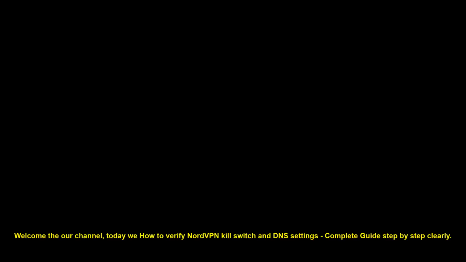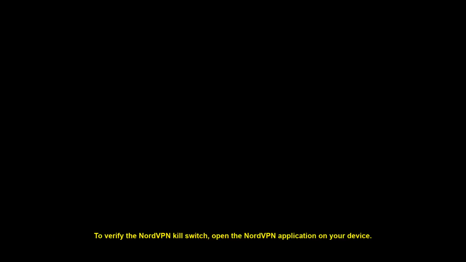To verify the NordVPN kill switch, open the NordVPN application on your device. Log into your account using your credentials. Navigate to the settings menu, usually found in the left sidebar. Select the Advanced tab to access the kill switch settings. Ensure that the kill switch is turned on. If it is not toggled on, switch it to enable the feature.